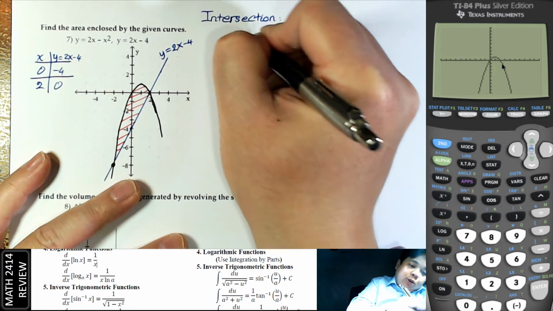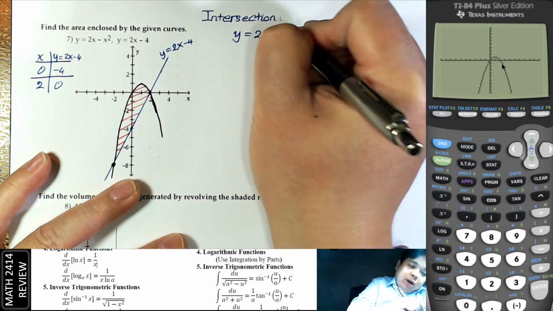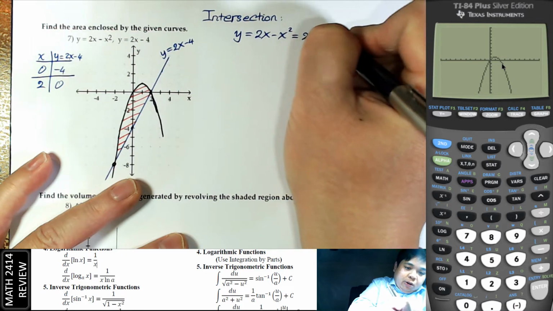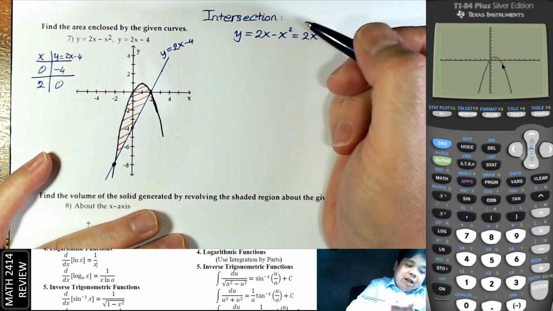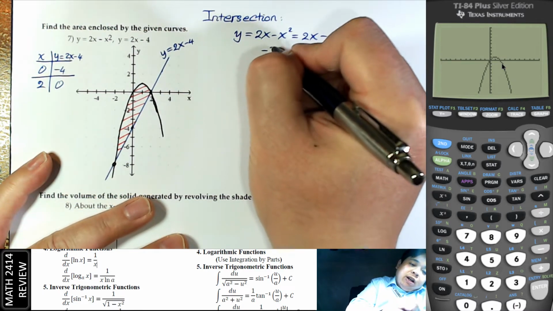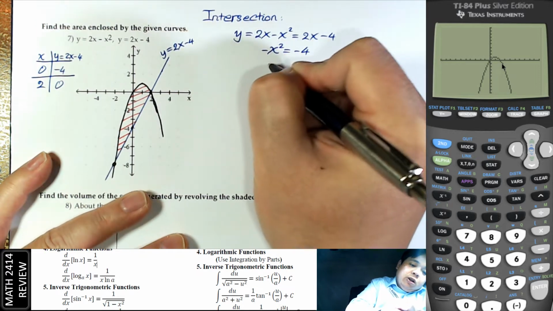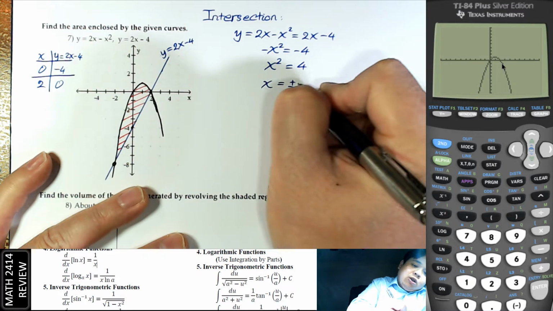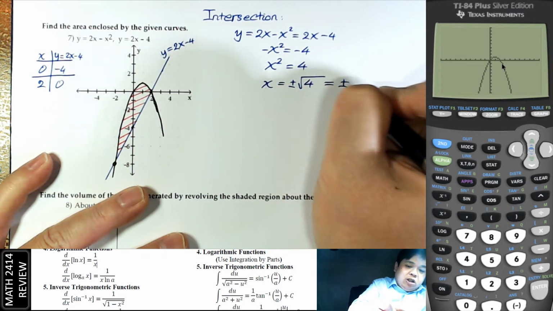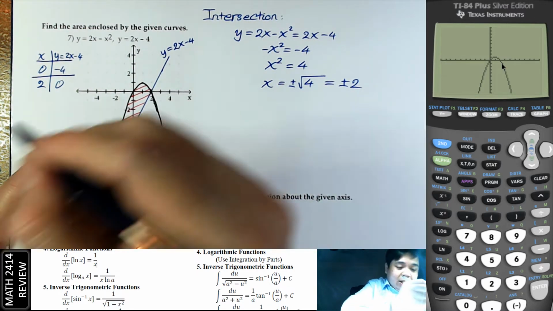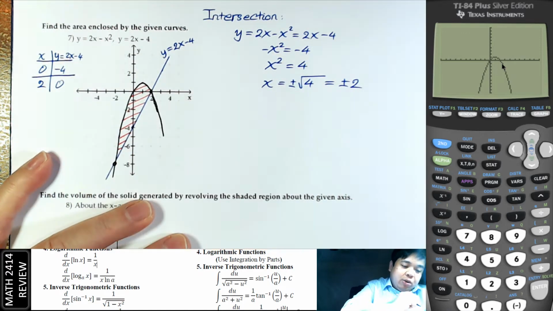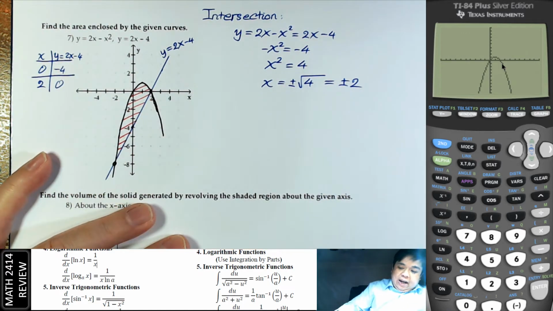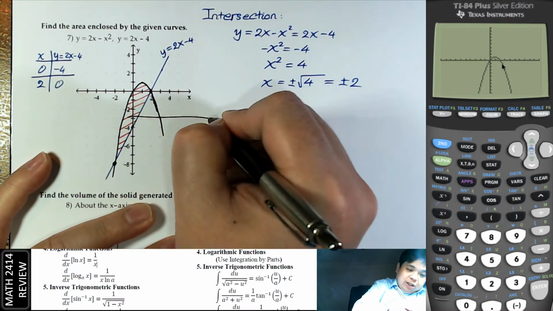y equal to 2x minus x squared equal to 2x minus 4. Right, 2x and 2x cancel out on both sides. We have negative x squared equal to negative 4. So x squared equal to 4. And x equal to plus or minus square root of 4, which is plus or minus 2. Right, so that's easy. We do have 2 and negative 2 as the intersection. And then we just set up the integral for it.